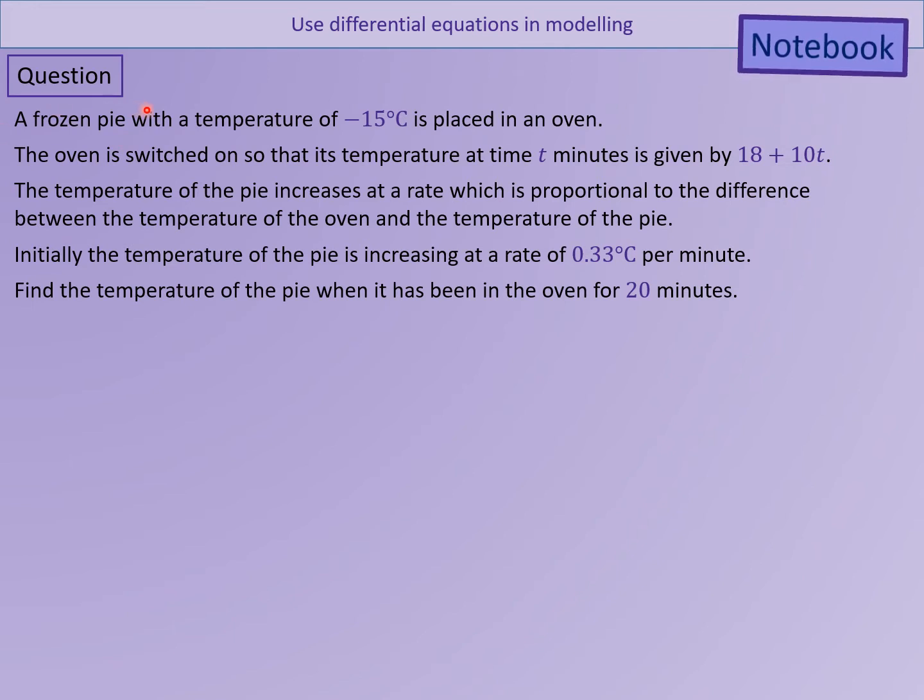The frozen pie has a temperature of minus 15 degrees Celsius. In other words, one of the variables is probably going to be the temperature of the pie itself. The temperature of the pie is mentioned a few times: the temperature of the pie is this, the temperature of the pie is that. So it's going to be a variable, something that's changing over time. Now, I don't want to keep writing temperature of the pie, so that one I'm definitely going to define as a variable. What else?